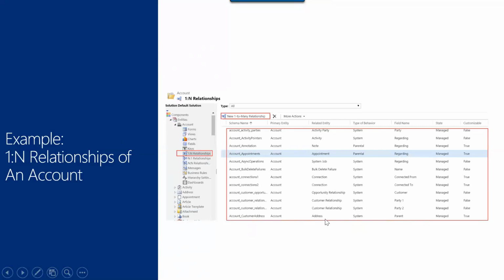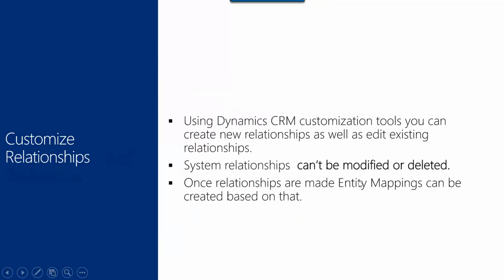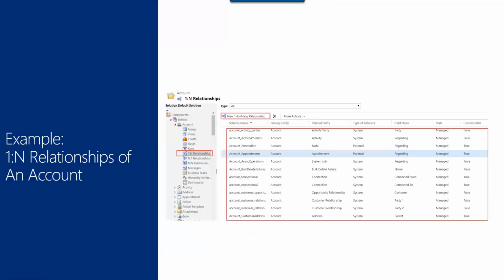Account and address: one account can have multiple addresses. So the address table will have a new column created with the name parent, where the account ID will be connected. So one account can have multiple addresses linked in the address table. That's how the connection is made for one-to-many relationships. In the same way, there are many-to-one relationships and many-to-many relationships.